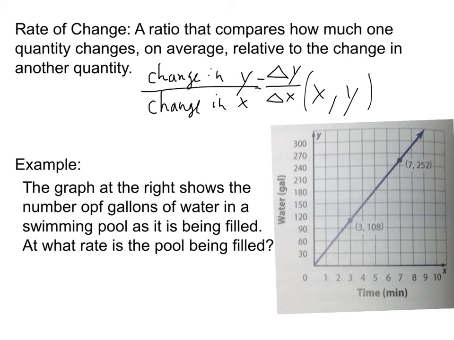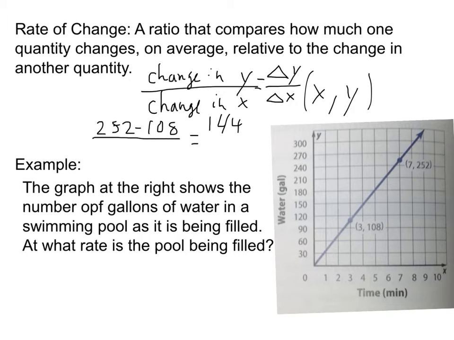Okay, so if we just take a look at this from the y values, from 108 up to 252, anytime you're trying to find a change in something, you just subtract it. It's the difference between the two. So 252 minus 108. Okay, that part of it is equal to 144.